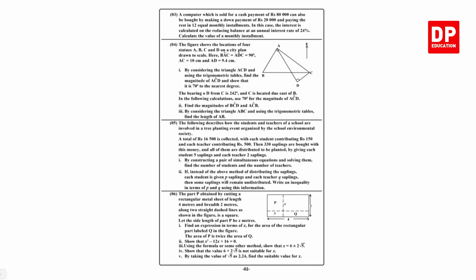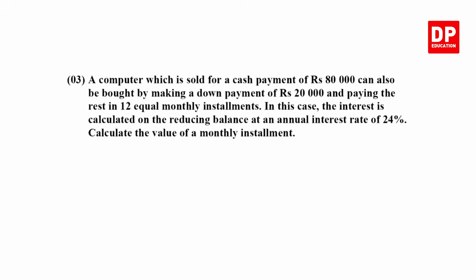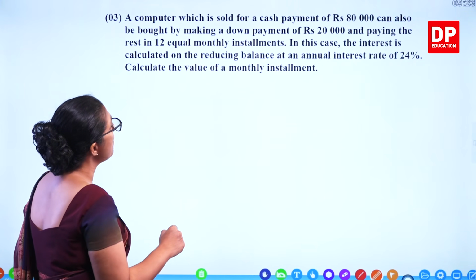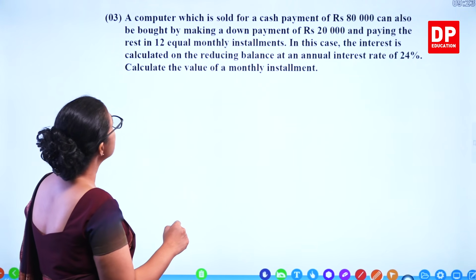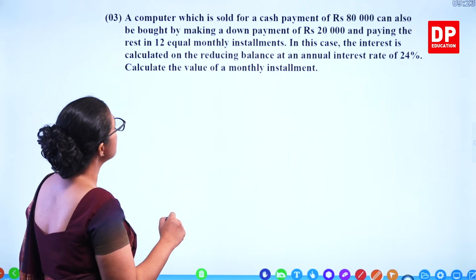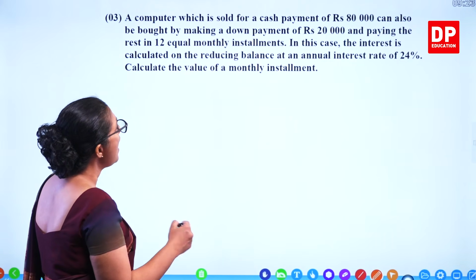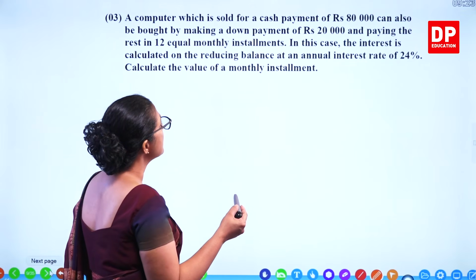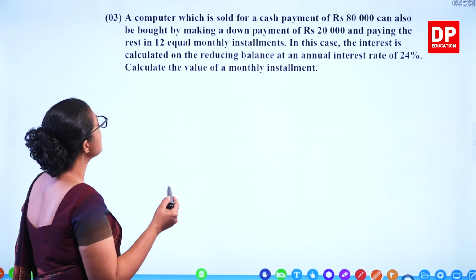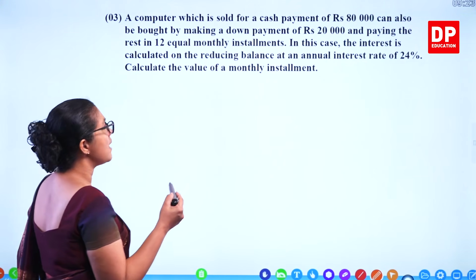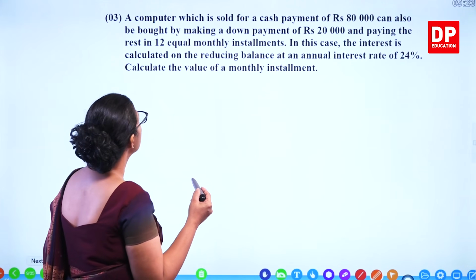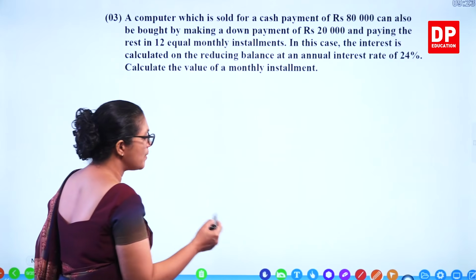Question number 3, 4, 5, 6. So let's take question number 3. A computer which is sold for a cash payment of 80,000 rupees can also be bought by making a down payment of 20,000 and paying the rest in 12 equal monthly installments. In this case, the interest is calculated on the reducing balance at an annual interest rate of 24%. Calculate the value of a monthly installment.